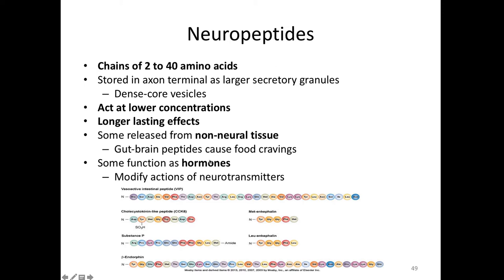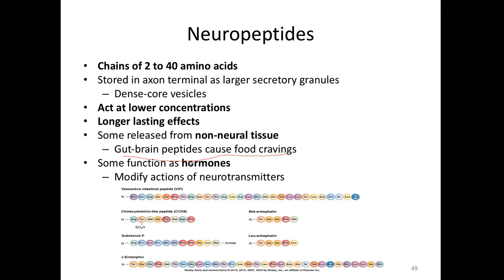Chains of 2 to 40 amino acids, so they can be as small as a dipeptide and as long as 40. And these are stored in the axon terminal in larger secretory granules. And that's because instead of just being a small molecule, they are long chains and they have to be wadded up. So these are called dense core vesicles because they've got a lot packed into them. These are good at acting at lower concentrations and they tend to have longer lasting effects. Some are released from non-neural tissue, like the gut-brain peptides that cause food cravings.